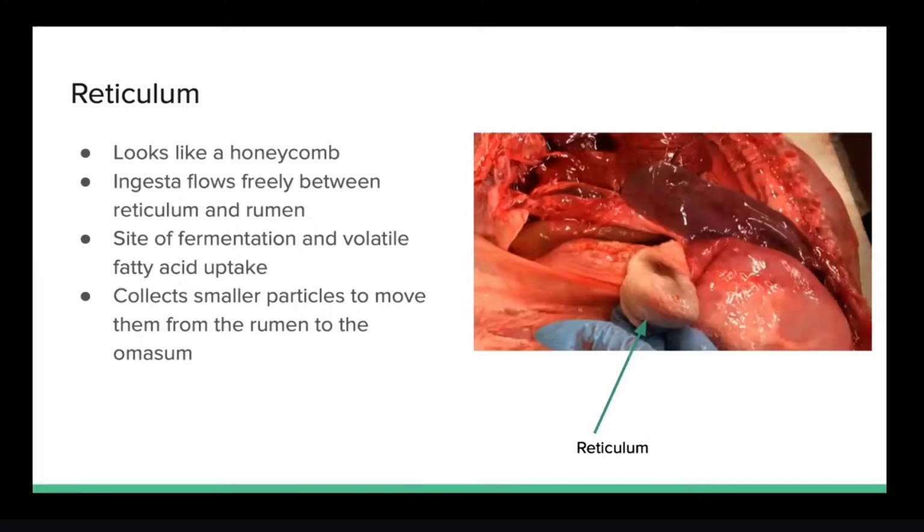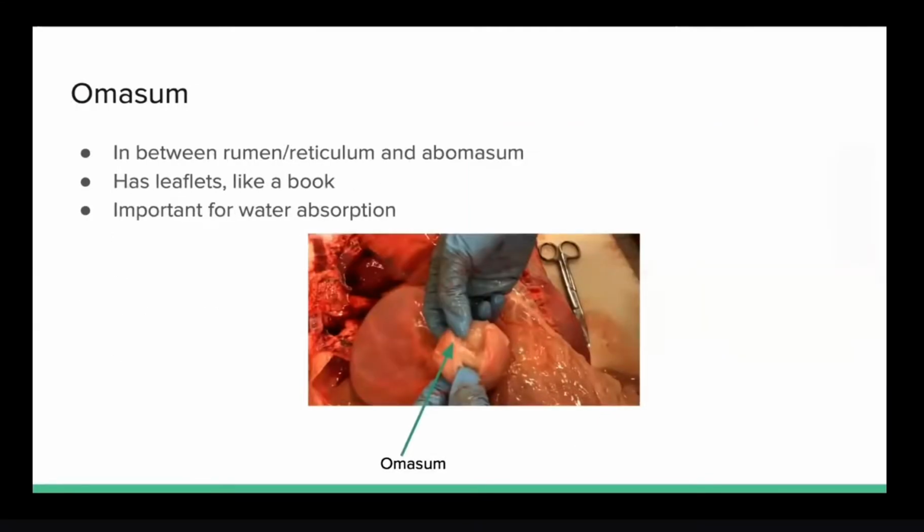The reticulum looks like a honeycomb, and it flows freely between the reticulum and the rumen, and it's also a site of fermentation and volatile fatty acid uptake. It collects smaller particles to move them from the rumen into the omasum, and the omasum is located in between the rumen and reticulum and abomasum. It has leaflets, kind of like a book, which is visible in the photo, and it's important for water absorption.